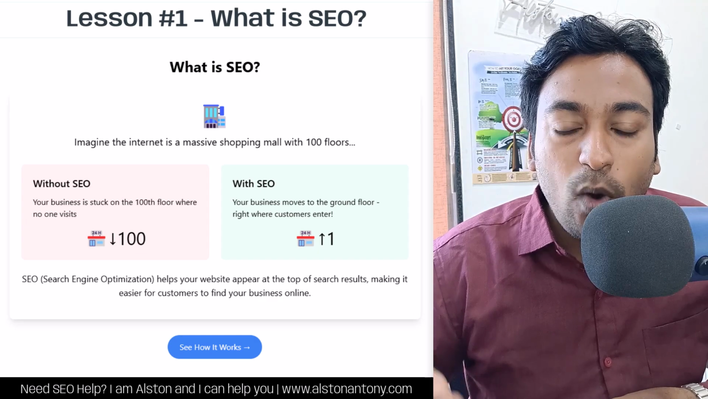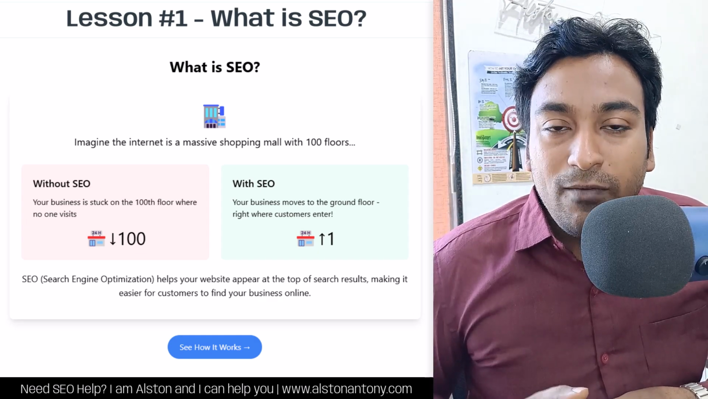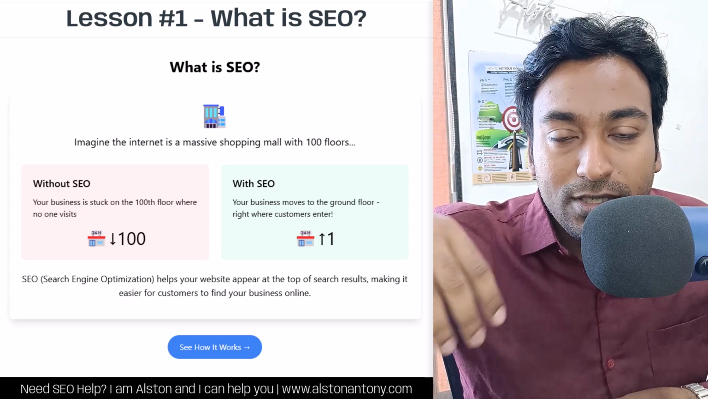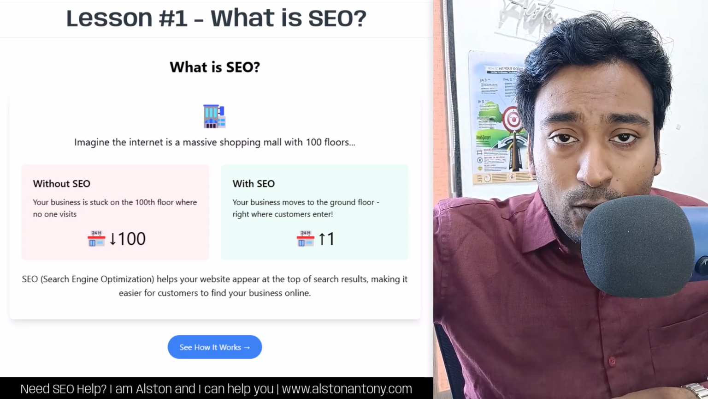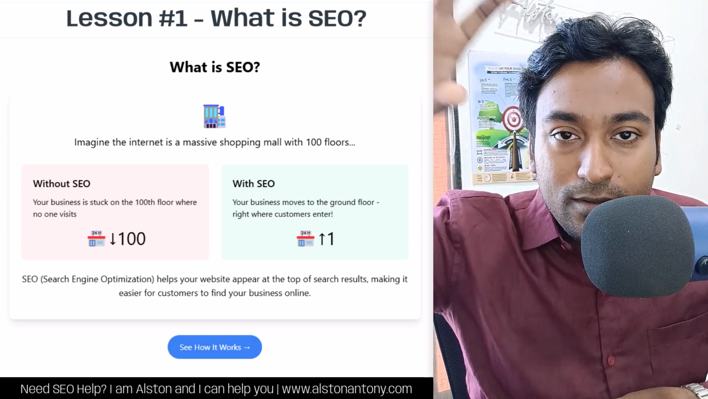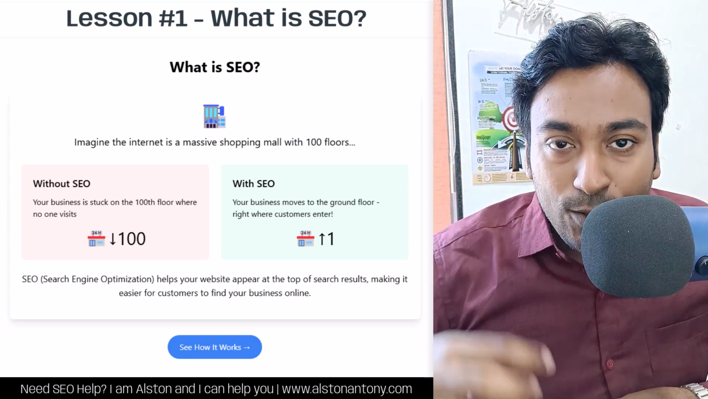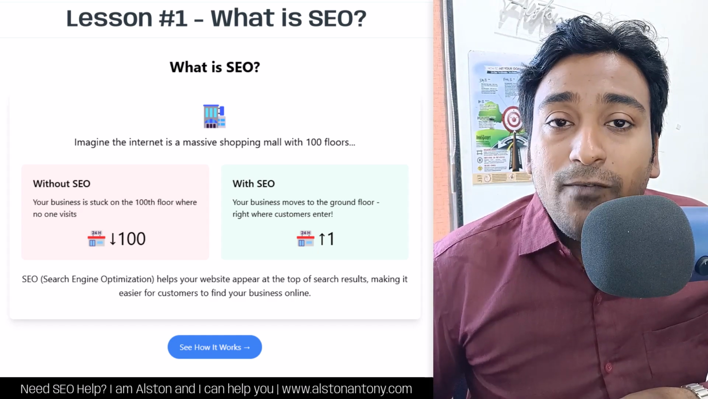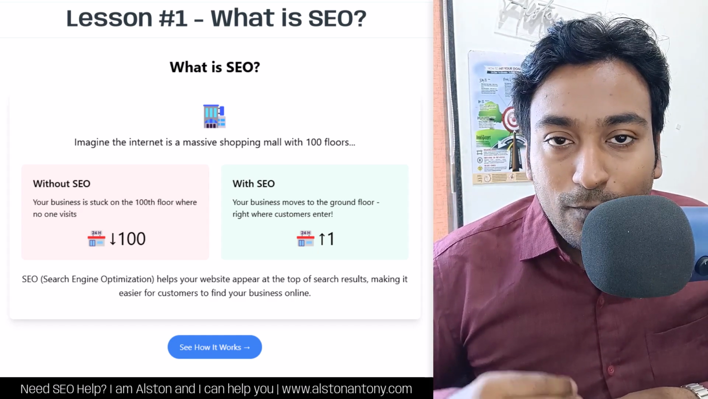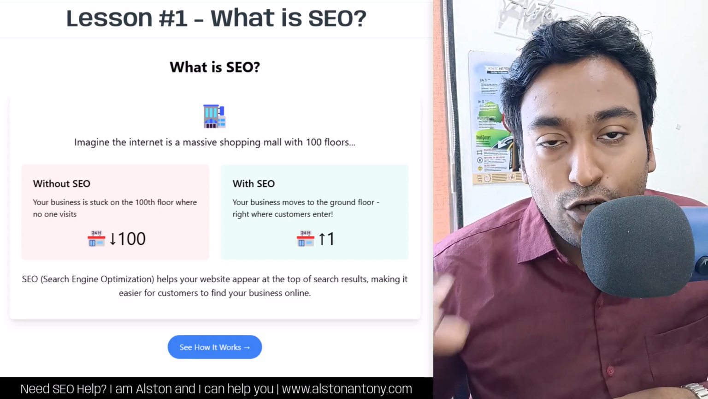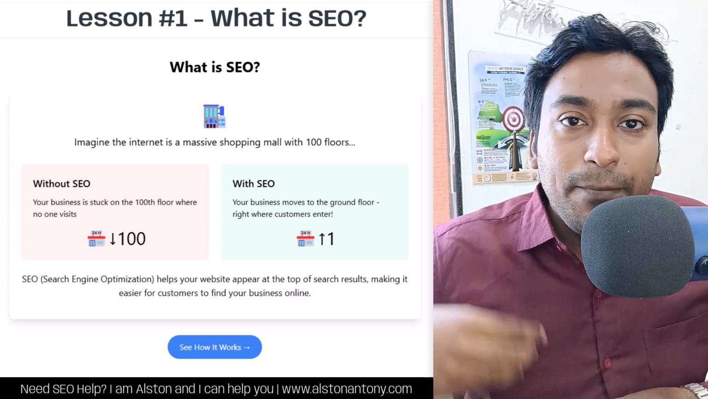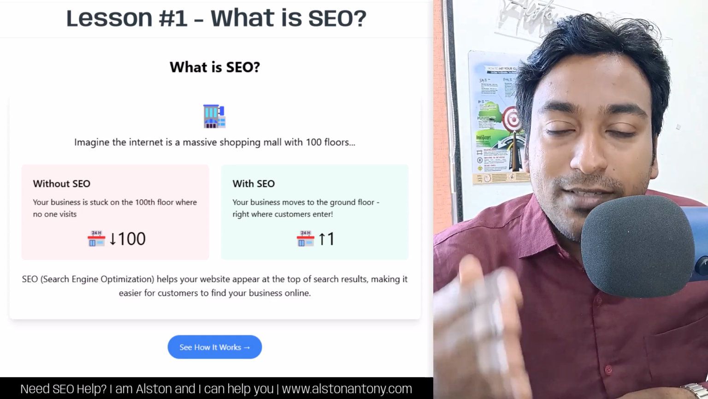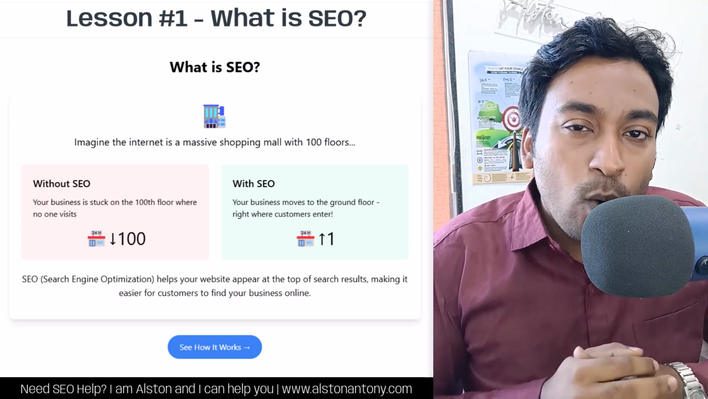So that is what SEO does. When we apply SEO in this case, automatically the business which is on the higher number of floor, we are bringing that particular shop into the ground floor. We are bringing that shop into the ground floor, and we are trying to make that shop the first shop in the ground floor. So any person who comes into the shopping mall will be ideally visiting you first. So that is what SEO does.